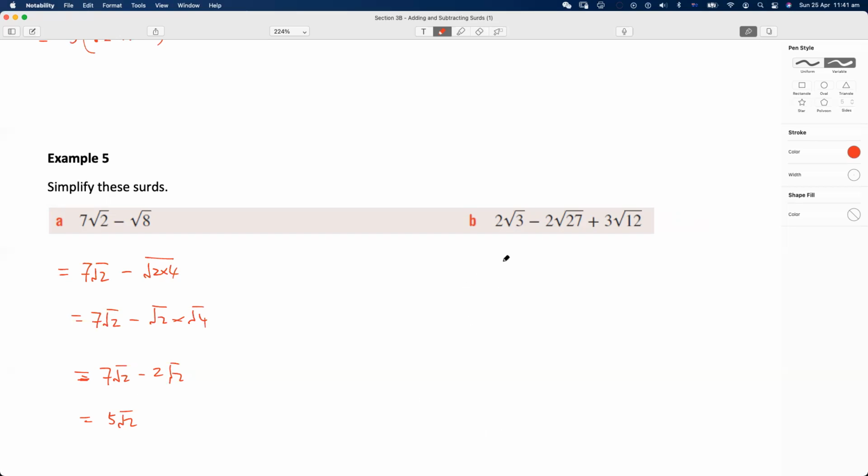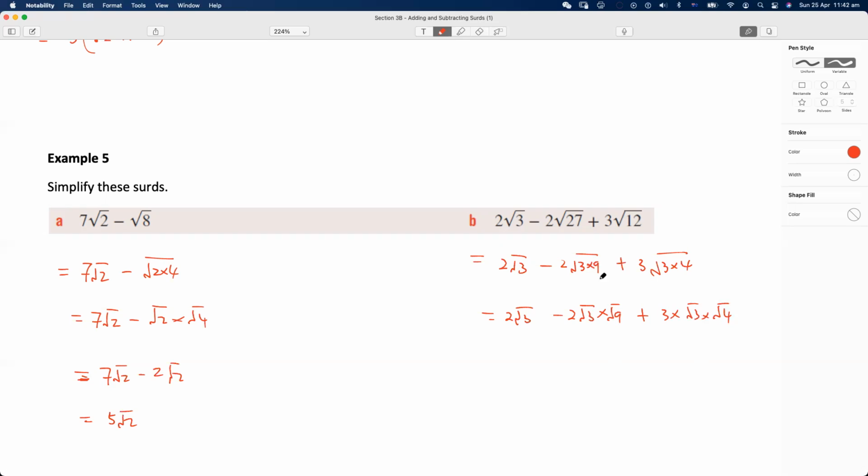Okay. Next one. 2 root 3 minus root 27. 3 times 9 is equal to 27. So 2 root 3 minus root of 3 times 9. And plus 3 times root 12, 3 times 4. So square root of 3 times 4. Okay. So that's simplified: 2 root 3 minus root 3 times root 9 plus 3 times root 3 times root 4.